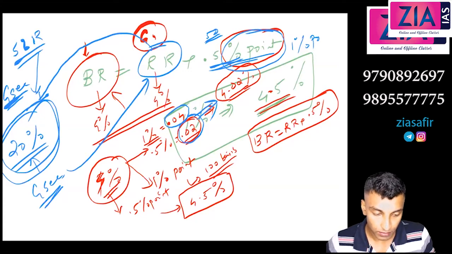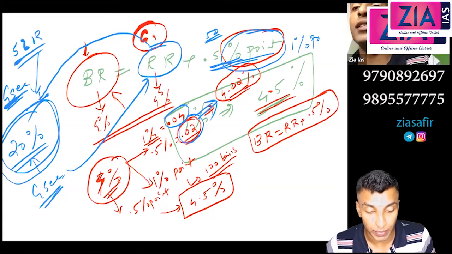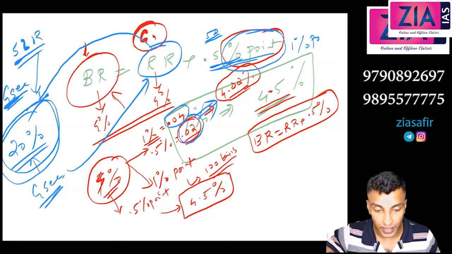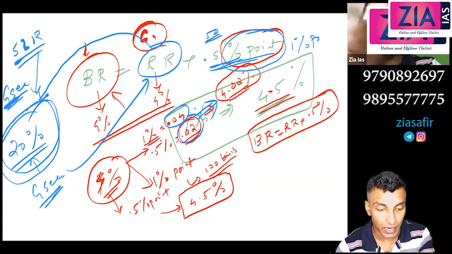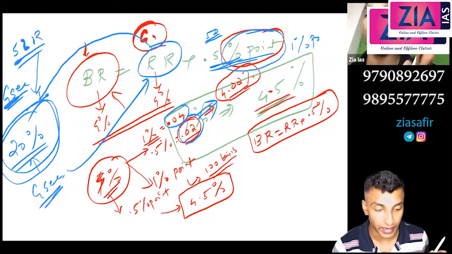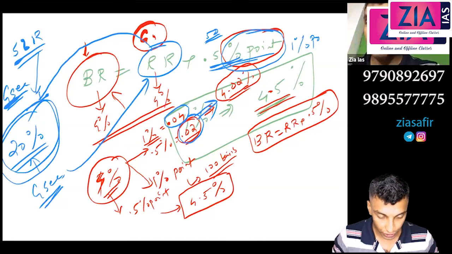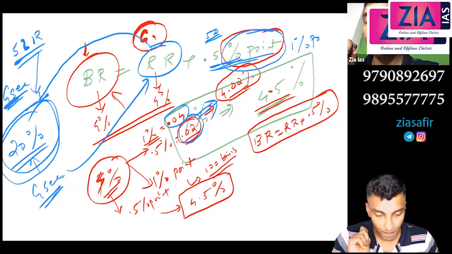So what is the meaning of unencumbered? Unencumbered means it should not have been pledged with the RBI. Government securities pledged with RBI will not be counted in SLR. That's what unencumbered securities means. It should not be pledged. Those pledged securities will not be counted. Is this clear?